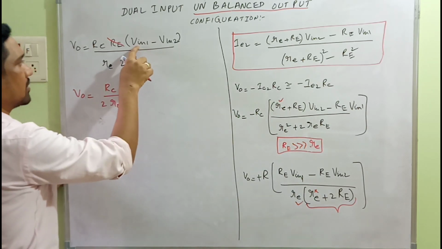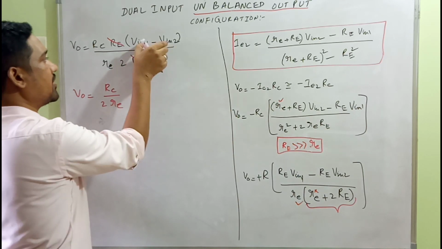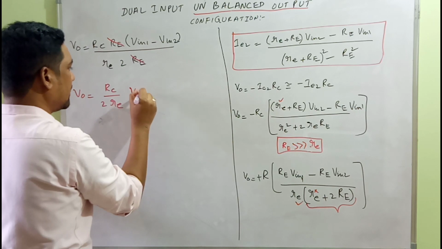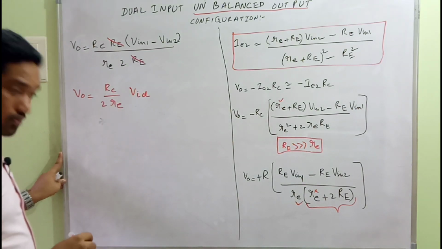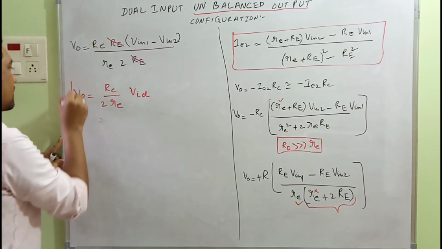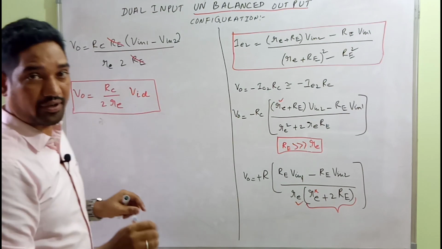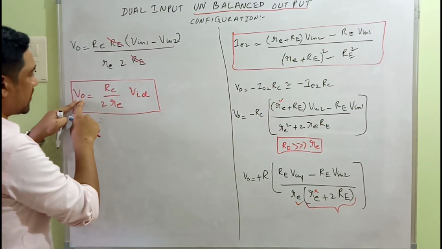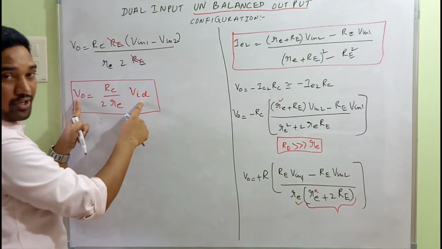Guys, what is this? Vin1 minus Vin2, the difference of the input voltage. That can be written as VID, the difference between the input voltages. So from here, it's a very important statement to be remembered, which should be underlined with red ink: the output is directly proportional to the difference of the input voltage. Make a note of this one, please.